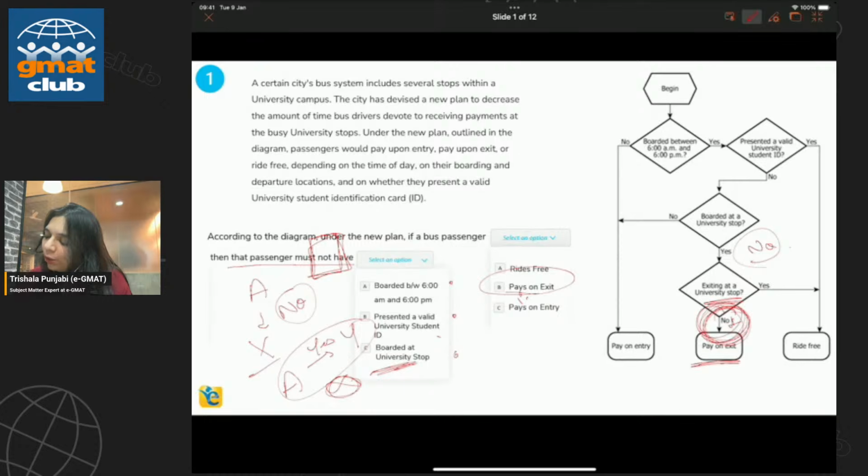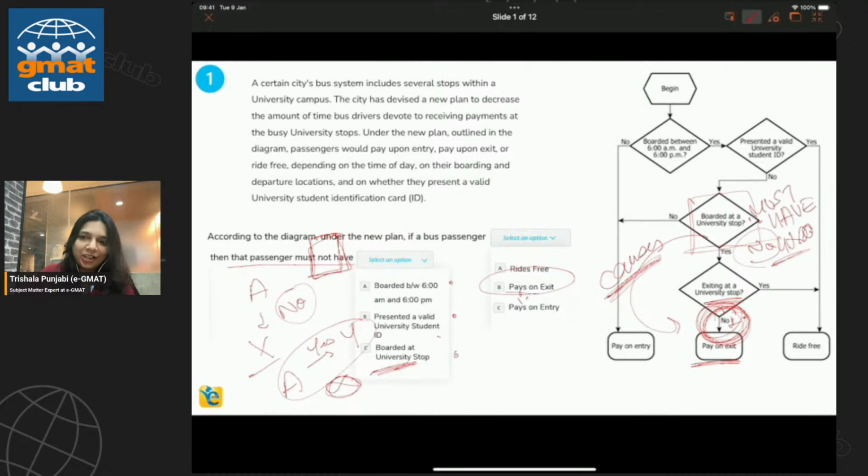This has to be a no. It cannot be a yes. So how can it be boarded at a university stop? Because boarded at a university stop directly causes pay on exit. So boarded at a university stop must have happened for pay on exit, right?